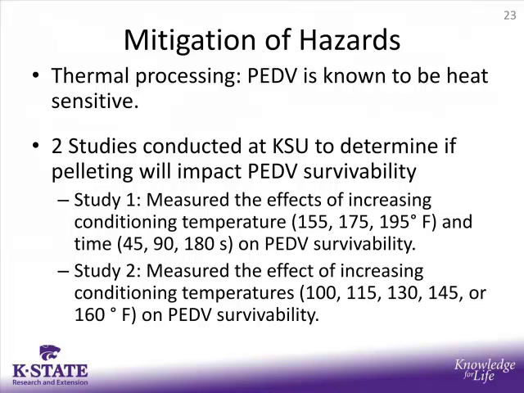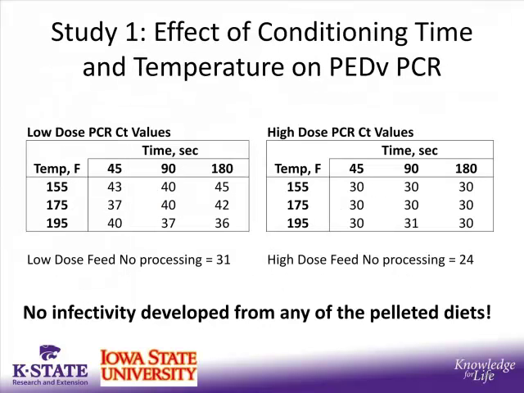Subsequently, we've learned what that process really does for minimizing PED risk. We followed up with another pelleting study where we looked at titrating lower levels of temperature, 100 to 160 degrees, at PED survivability as well. Again, as in the first study, 3 different times and conditioning temperatures. The low dose feed had a CT of approximately 31. The high dose had a CT of 24.